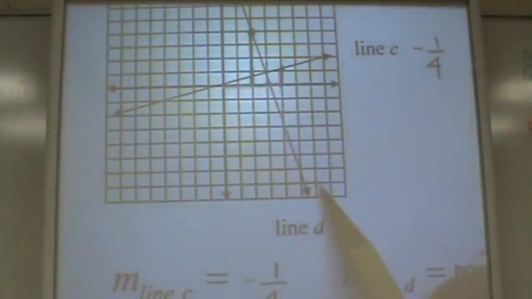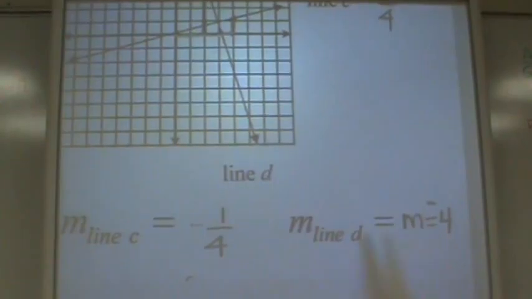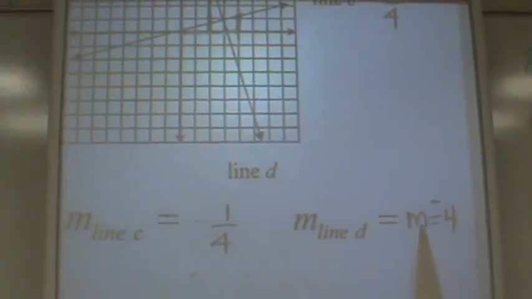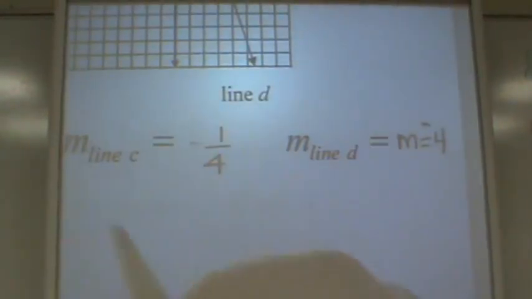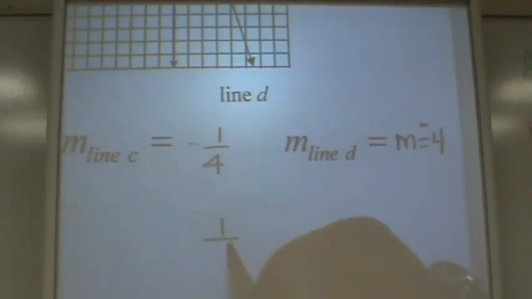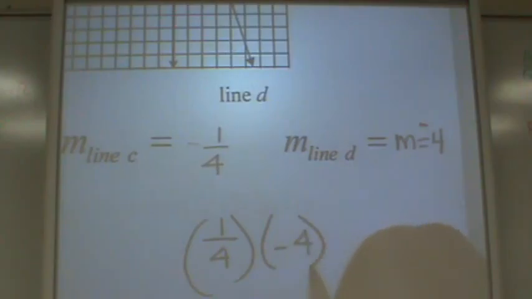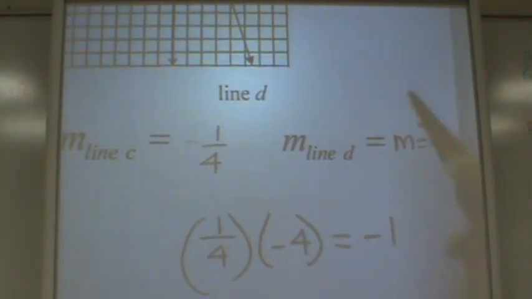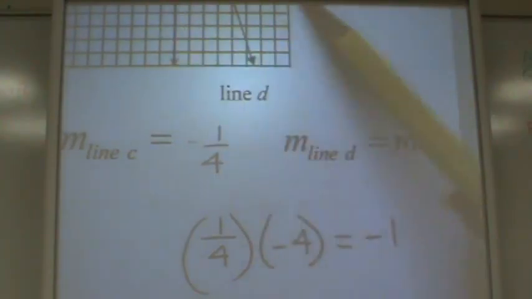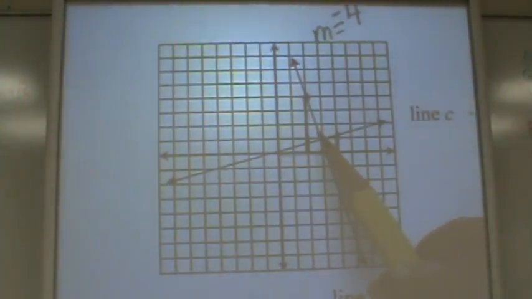So these two slopes are opposite reciprocals. If they're opposite reciprocals, or if their product is negative 1, so we have 1/4 times negative 4, if the product of their slopes is negative 1, we say that the two lines are perpendicular. They intersect at 4 right angles, 4 90-degree angles. So they're perpendicular.